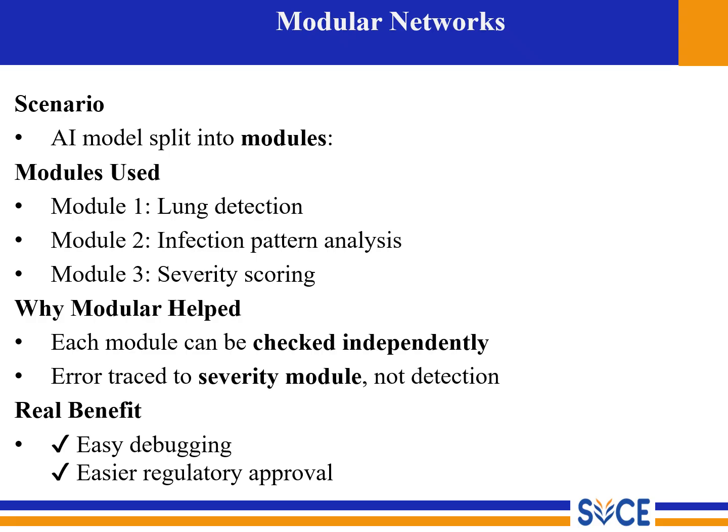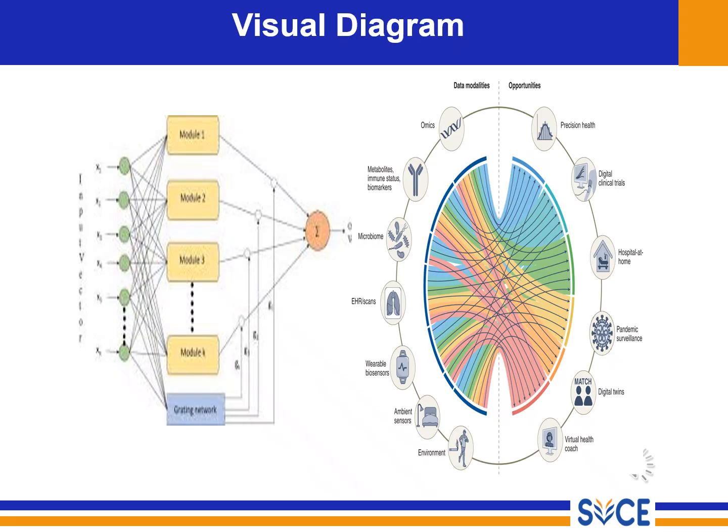Think of a car. Engine problem is not equal to brake problem. You diagnose the parts separately. So the main benefits of using modular networks are easy debugging and easier approval in hospitals, right? This is a visual diagram of that.